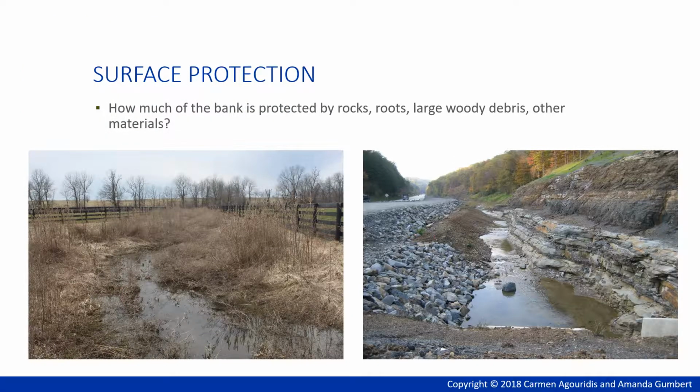The fifth variable to consider is surface protection. Surface protection refers to the percentage of the stream bank that is protected from erosive forces. Think of surface protection as a shield. It helps shield the stream bank from the forces exerted by moving water. Surface protection can include items such as rocks, roots, grass, concrete, or even hard engineering structures such as riprap.